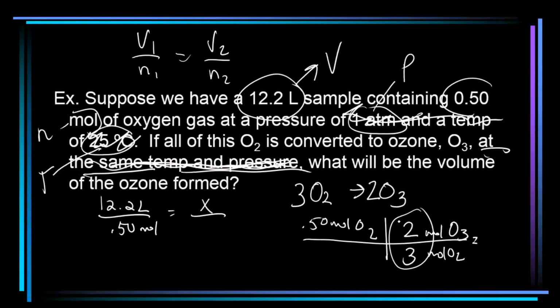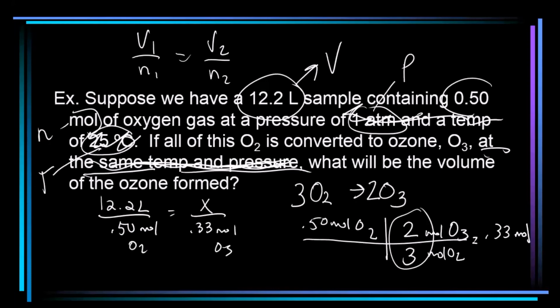So 0.50 times 2 over 3. Do we convert it to grams? No. Don't convert it to grams. They don't want grams. We need moles. Leave it in moles. We're done. We're almost done here. I think this is 0.33 moles. But wait a second, Mr. Moreno. This is moles of oxygen. This is moles of ozone.